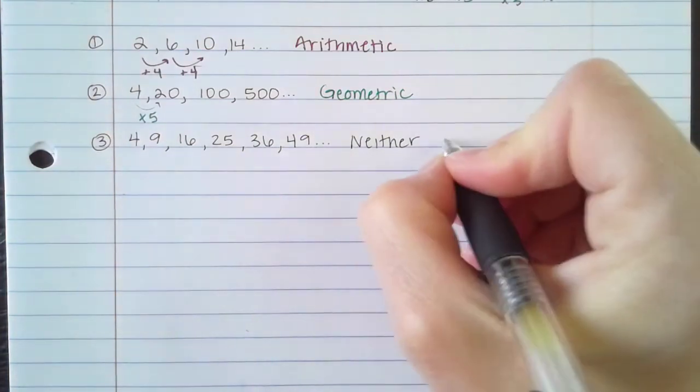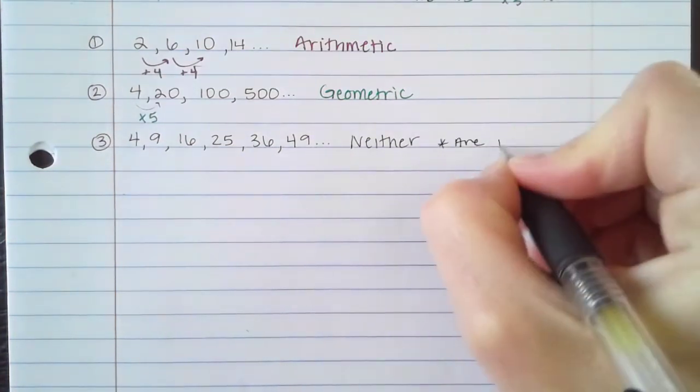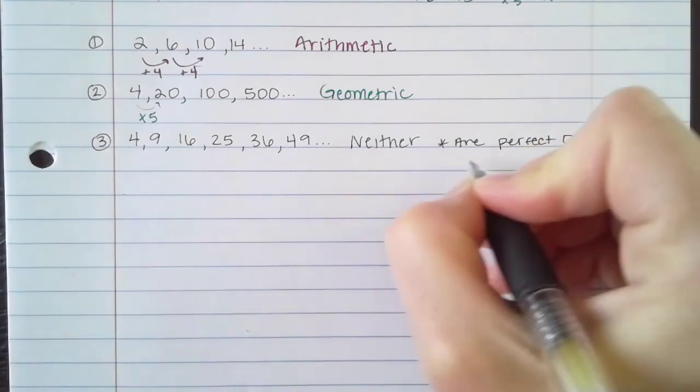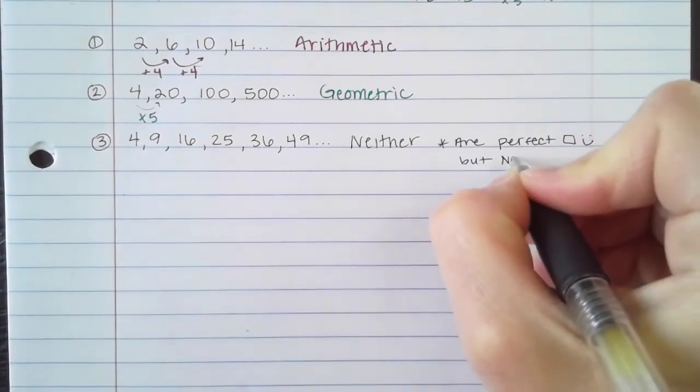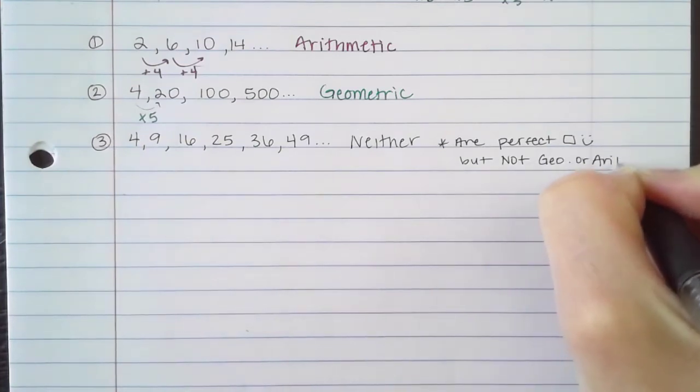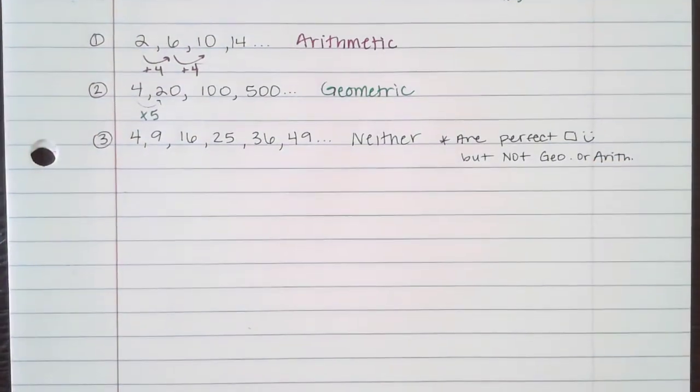Now, they are perfect squares, but not geometric or arithmetic. So if you wanted to give yourself a little, hey, but I thought that was familiar, you are right, but it's just not arithmetic or geometric. It happens to be a sequence. Any set of numbers is a sequence. It's just a matter of whether there is a specific pattern. So that is something you need to be able to do.